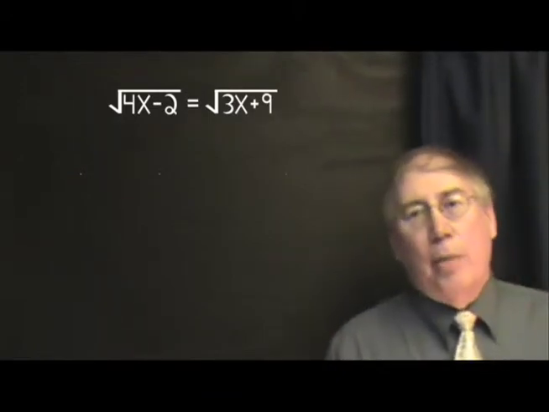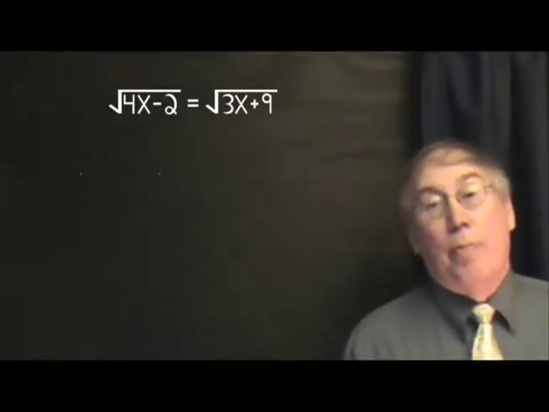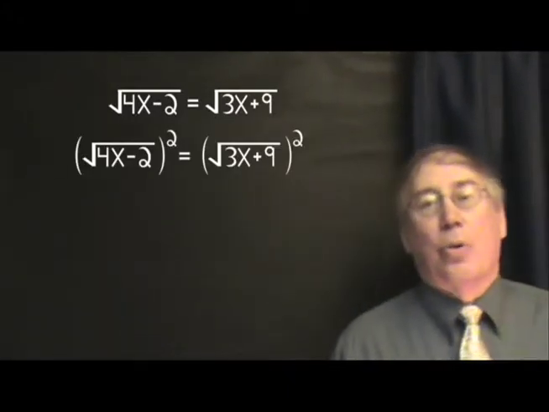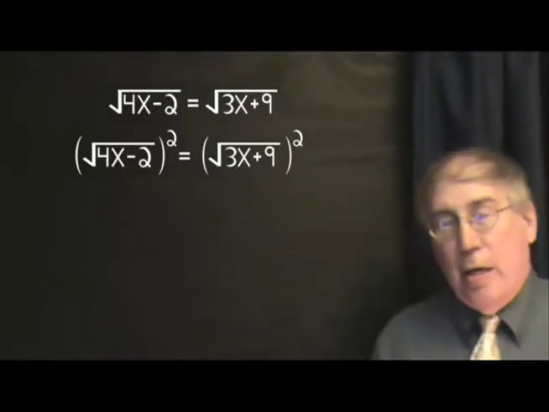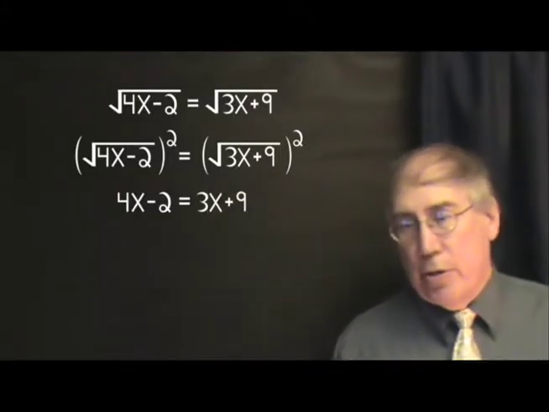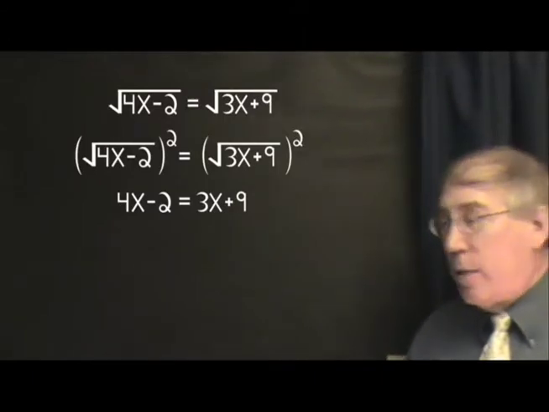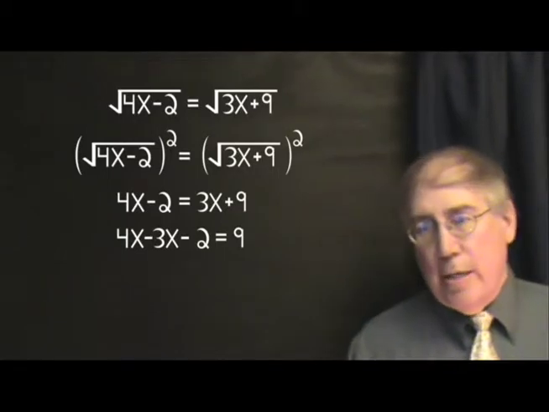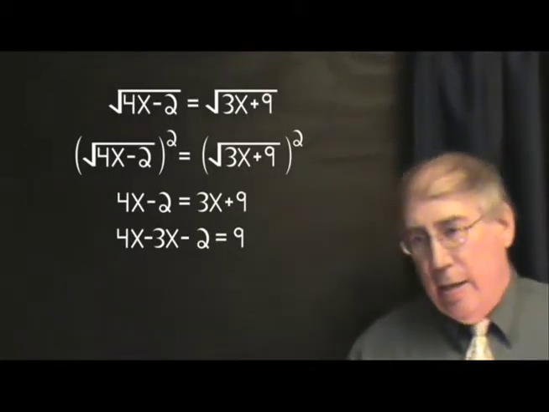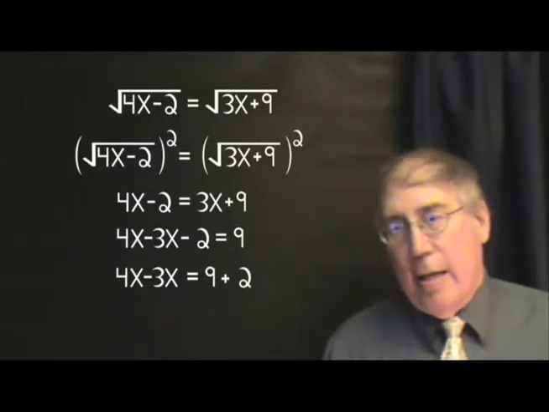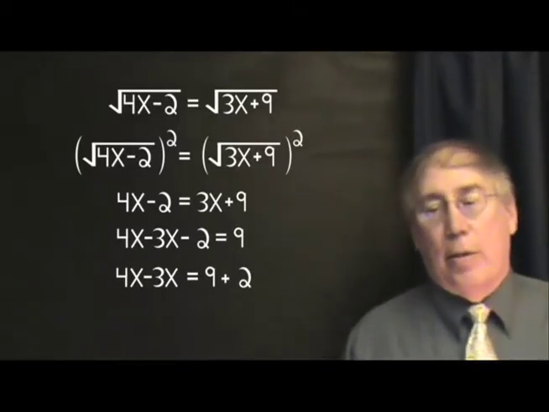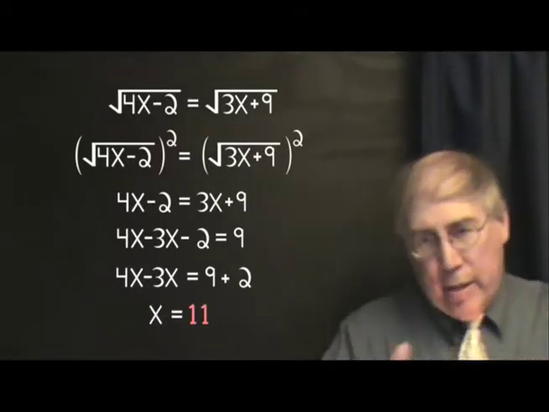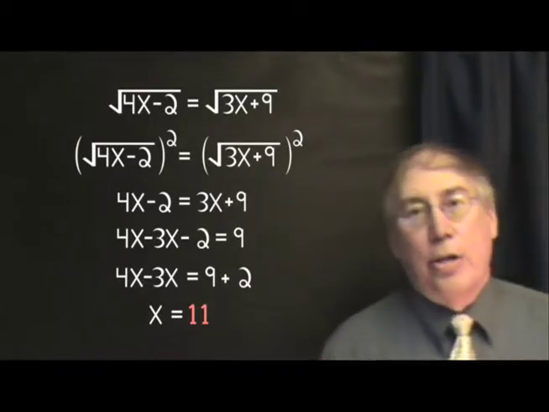Next problem here, a little bit different. We have a square root on both sides. So just go ahead and do as we've been doing. Let's square both sides. And so that's just going to get rid of all the radical signs, and we'll get 4x minus 2 equals 3x plus 9. Now let's subtract 3x from both sides, and then we can add 2 to both sides, and we'll get x equals 11. So once we get through this, getting rid of the radical sign is just working an equation out.